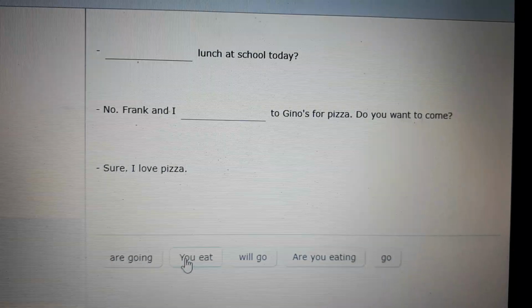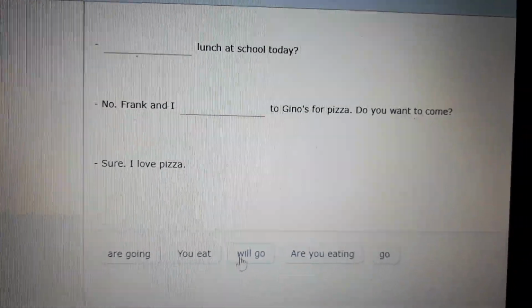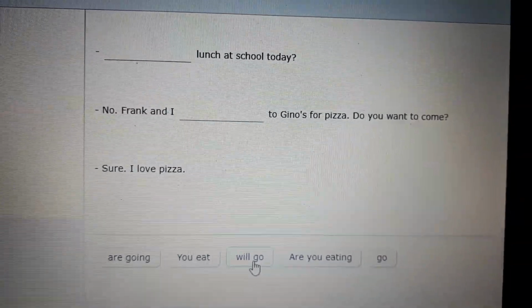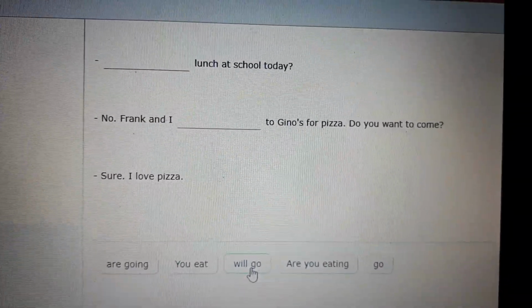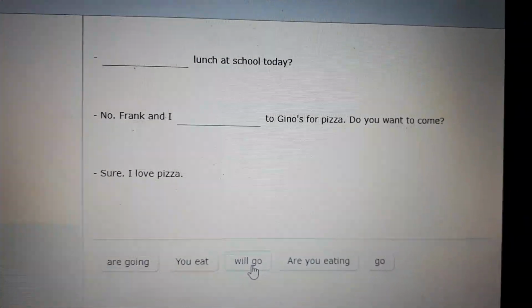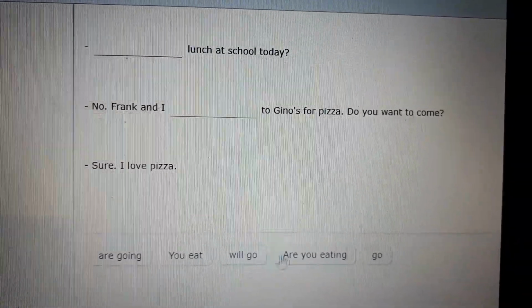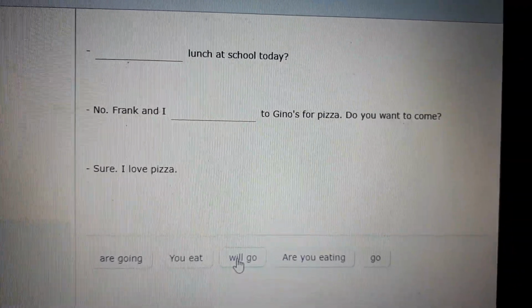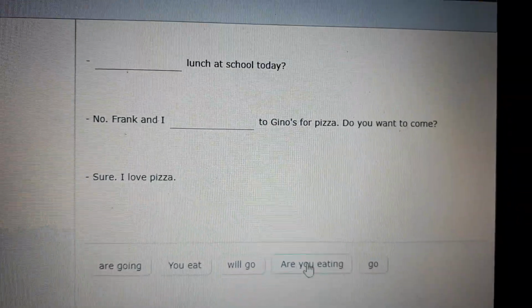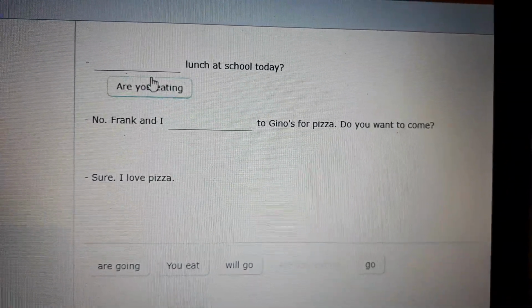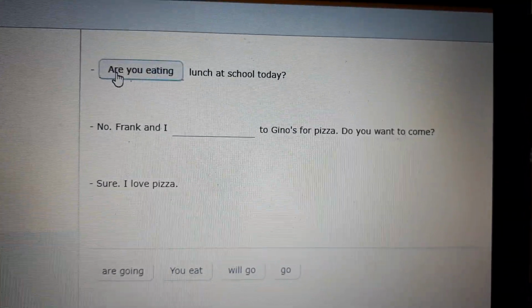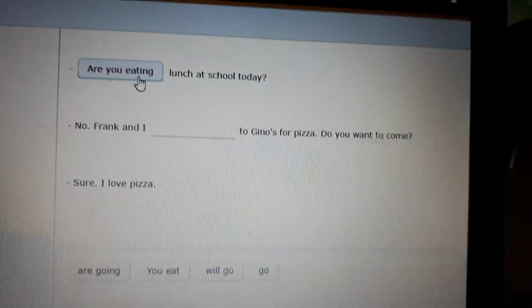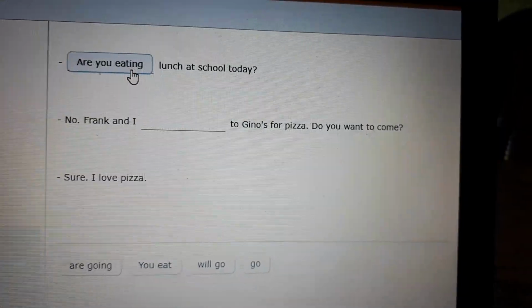You eat? No, because you is not an auxiliary. Will go? Okay, will is an auxiliary, but not in this moment, because will doesn't work with ing, okay? So this is not good either. This is not correct, I'm sorry. Are you eating lunch at school today? Because we have an auxiliary, we have the pronoun, and we have the action. Are you eating lunch at school today?